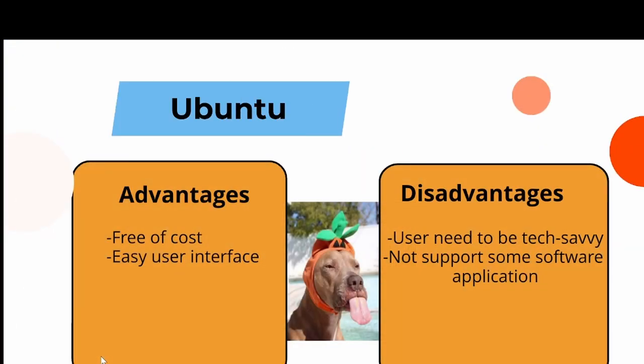Next come the advantages of Ubuntu operating system. It is available free of cost for both personal and professional use. Ubuntu provides an easy user interface, and most of the time, users can avoid the hassle of installing drivers with this operating system. Next, the disadvantages of Ubuntu operating system. Users need to be tech savvy to use Ubuntu. Users who are not familiar with the command line will find it difficult to use Ubuntu, and the other drawback with Ubuntu is that the support for some of the hardware components and software applications does not match the standard provided by Windows.